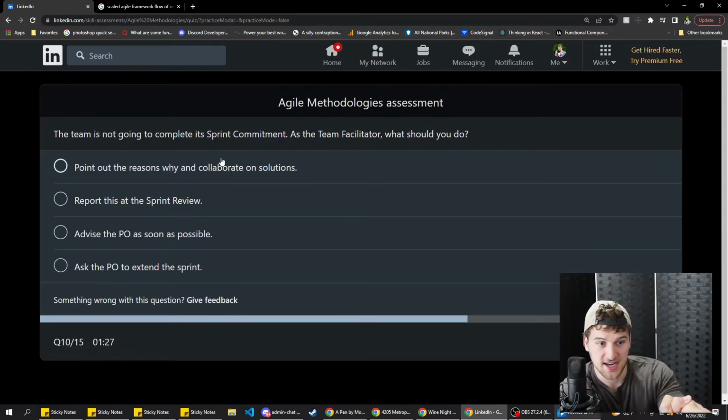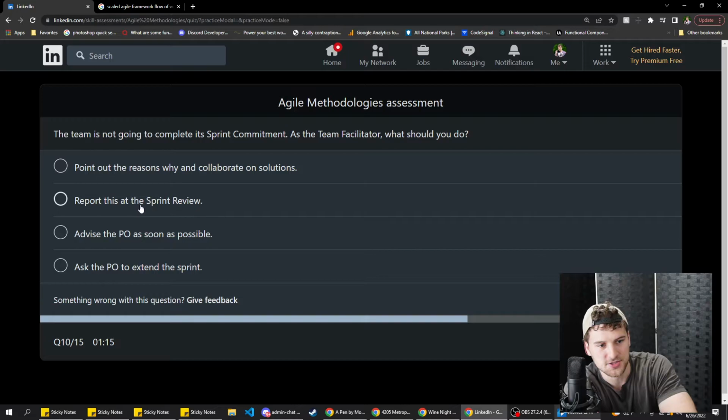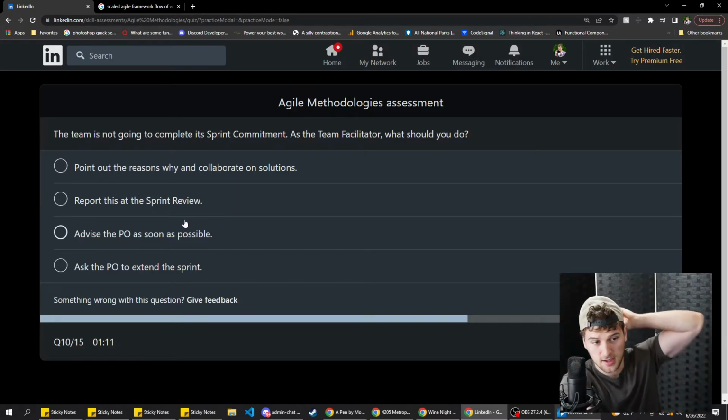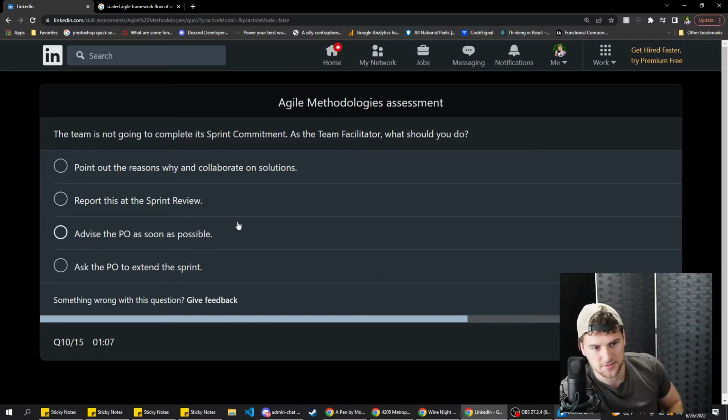The team is not going to complete its sprint commitment. As the team facilitator, what should you do? Point out the reasons why and collaborate on solutions. I don't know if pointing out the reasons why is helpful, but collaborating on solutions seems like a good choice. Report this at the end of sprint review. I assume you'll have to do that at the end of sprint review, but there's probably other steps you should take too. Advise the PO as soon as possible so they can, yeah, I think that's probably a good idea.